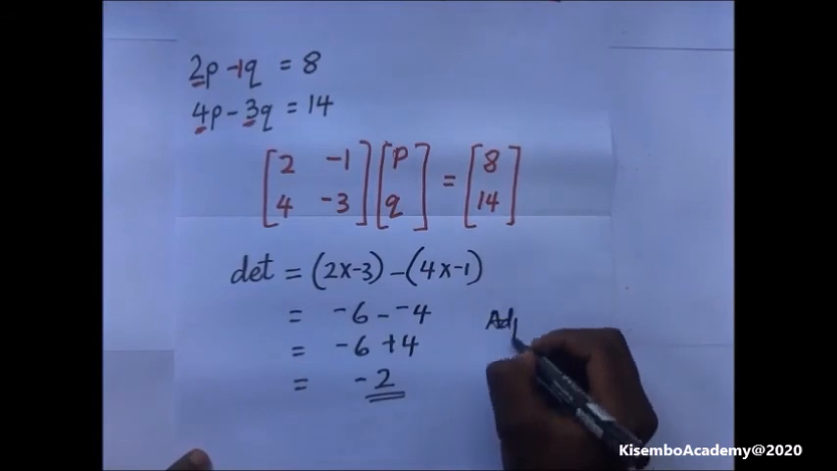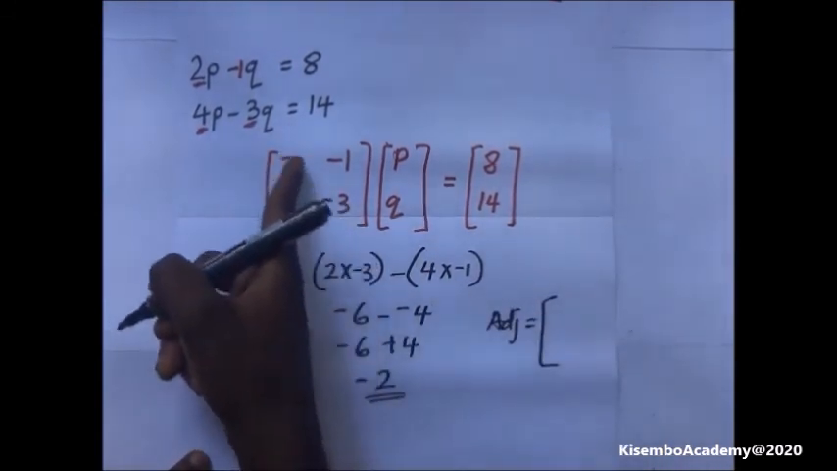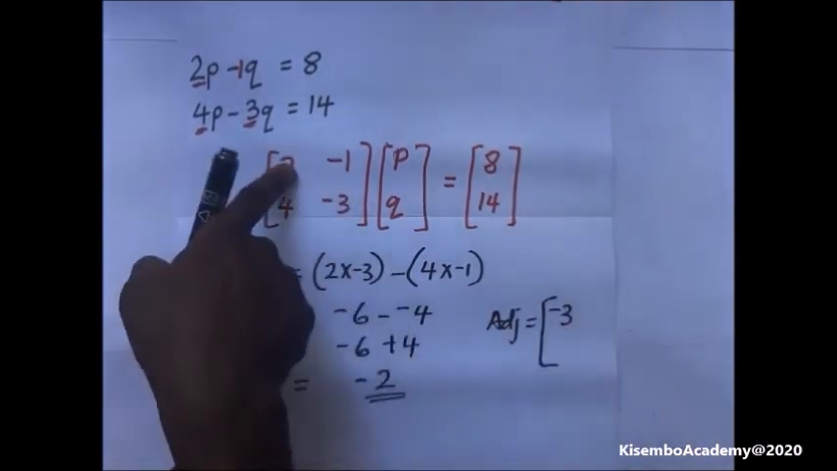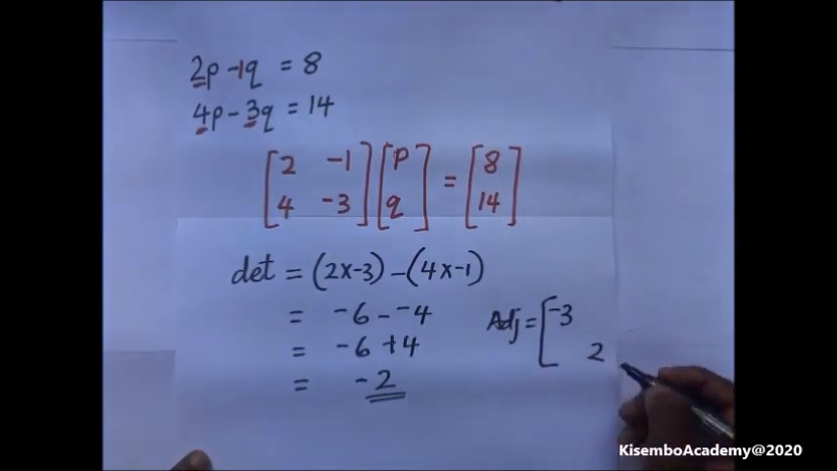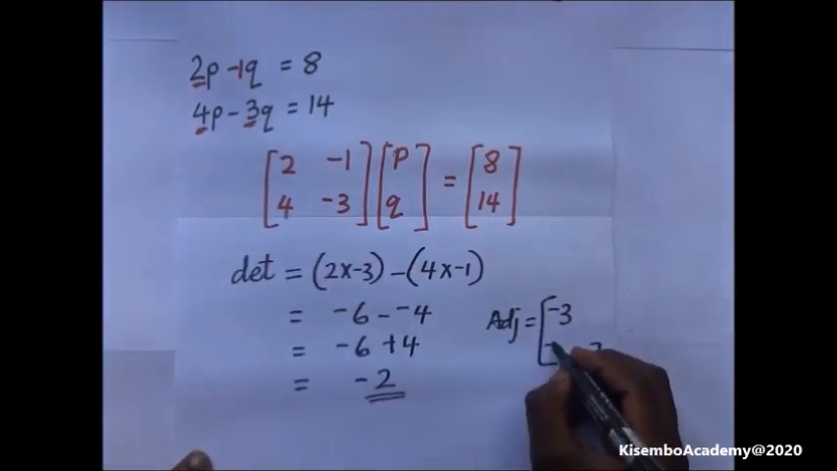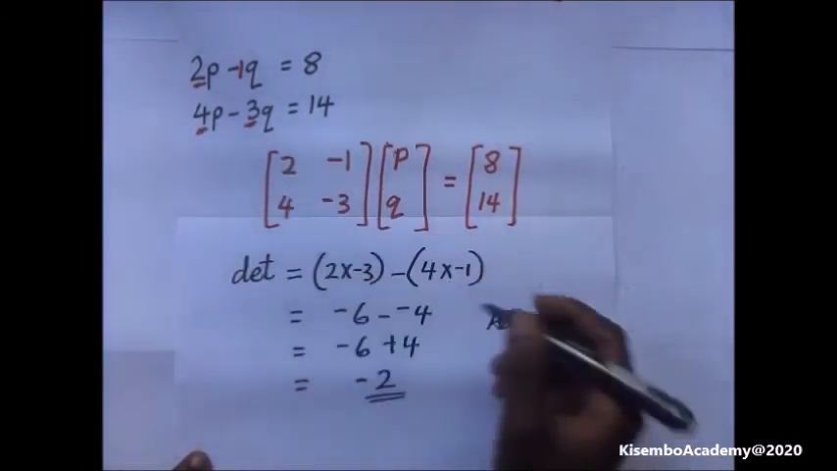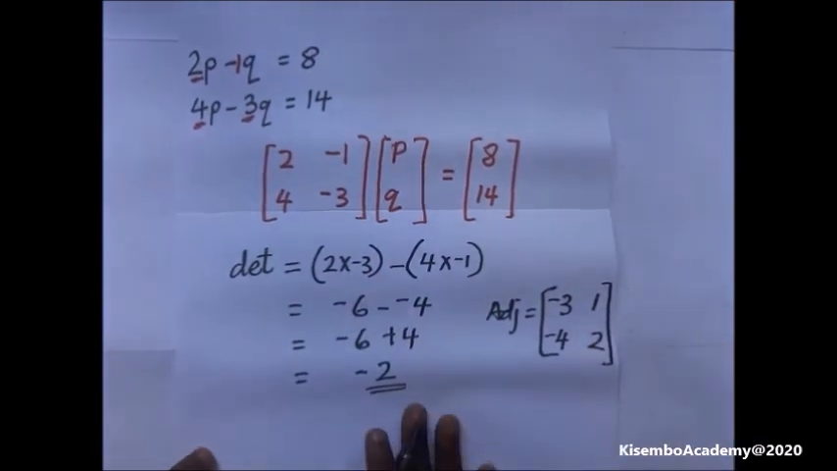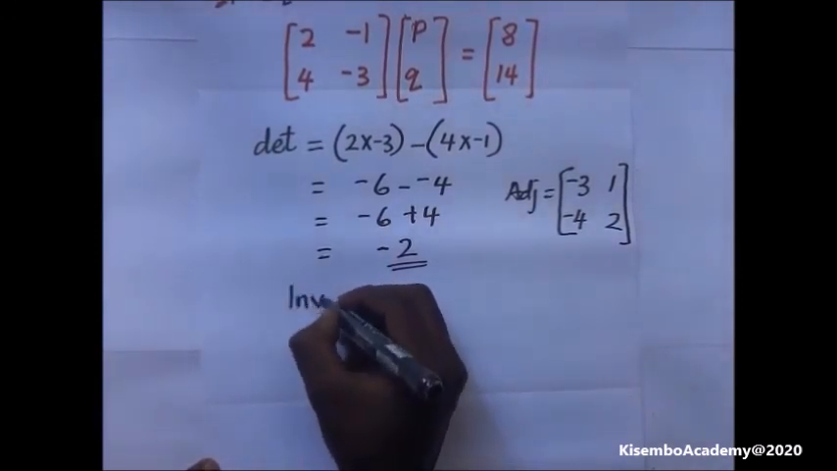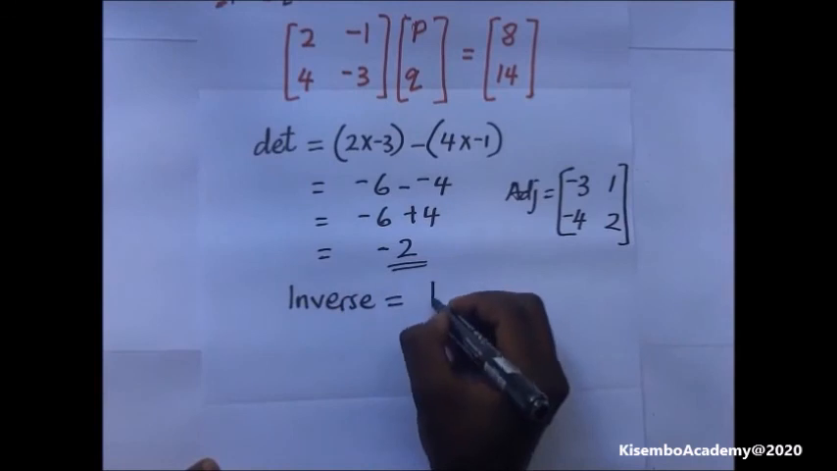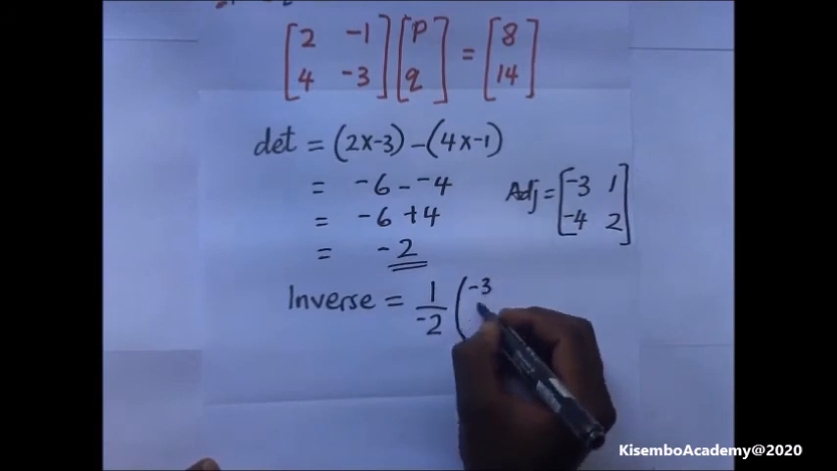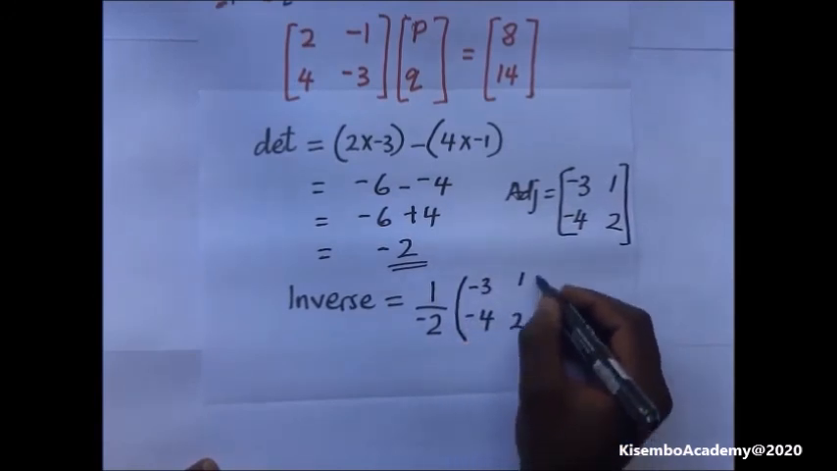So the adjoint is simply going to become, we interchange these numbers in the main diagonal, so here we have -3, and this 2 comes down here. Then in this diagonal we multiply by -1. 4 times -1 is -4. -1 times -1 is 1. So it means that the inverse of the matrix is going to be 1 over determinant, which is -2, times the adjoint, which is -3, -4, 1, and 2.